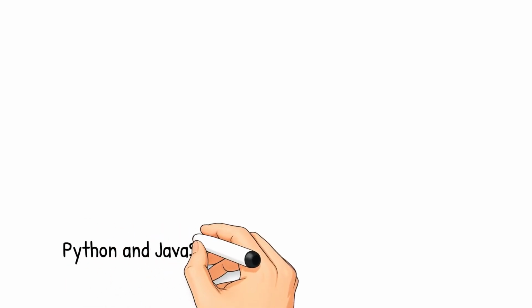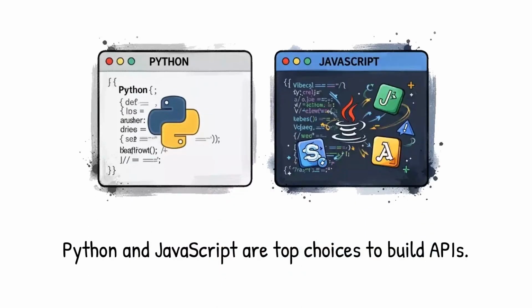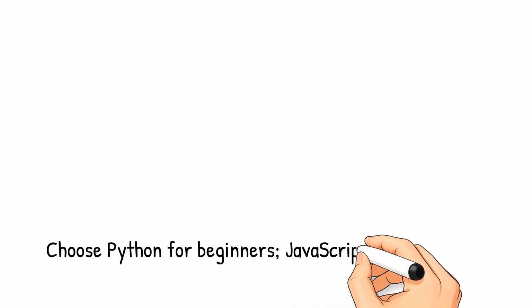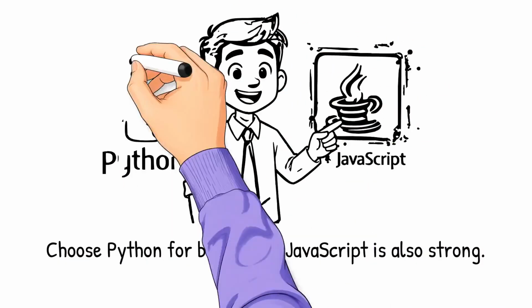There are many, but for building APIs, 2 are by far the most beginner-friendly and the most popular. The first is Python. It reads almost like plain English, which is why total beginners love it. The second is JavaScript, the language of the web. Honestly, you can't go wrong with either. If you're brand new and just want the gentlest start, I'd point you to Python.